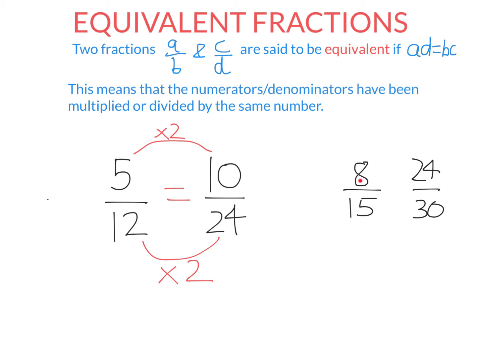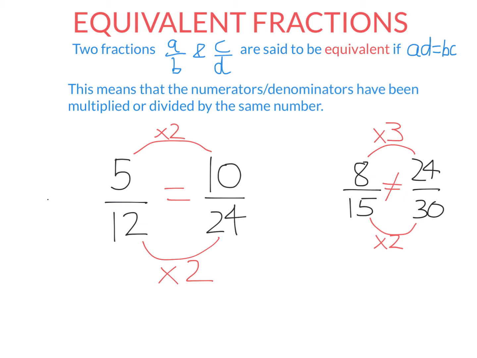Now let's look at these two fractions, 8 over 15 and 24 over 30. To go from 8 to 24, I've actually multiplied the numerators by 3. But to go from 15 to 30, I need to multiply the denominators by 2. See, I haven't done the same thing to the top and the bottom. I've multiplied the top by a different number to the bottom. So these two fractions are not equal. That's what this symbol means here. 8 over 15 and 24 over 30, they are not equivalent.